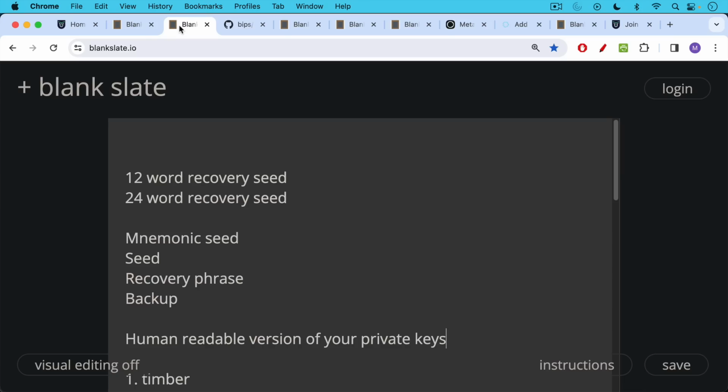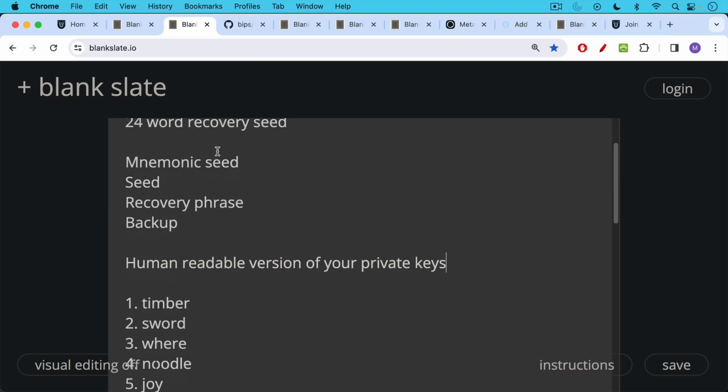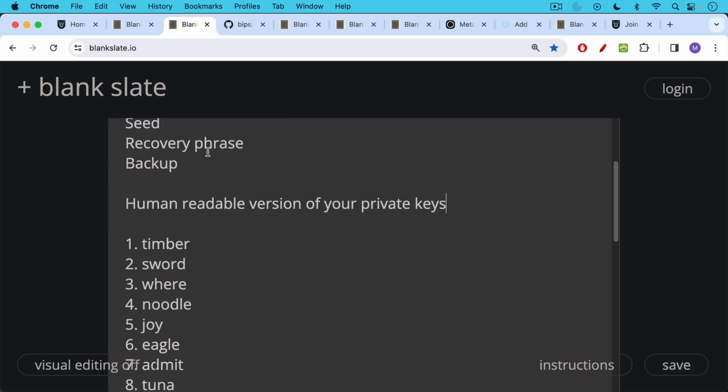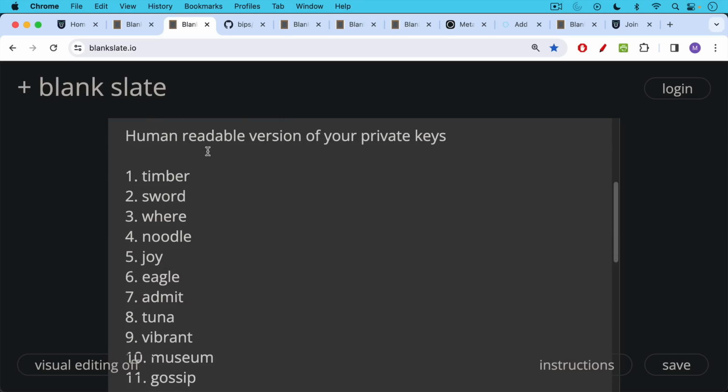You have a backup to your hardware wallet, which is usually a 12-word recovery seed or a 24-word recovery seed. And you may sometimes hear these referred to as a mnemonic seed or a seed or recovery phrase or a backup. They're all the same thing. It's basically a human-readable version of your hardware wallet's private keys, of its master private key. And it looks something like this.